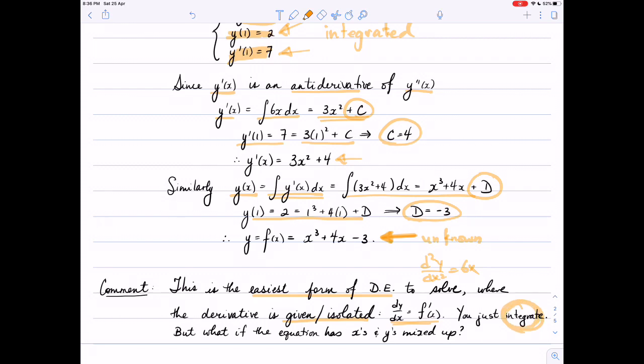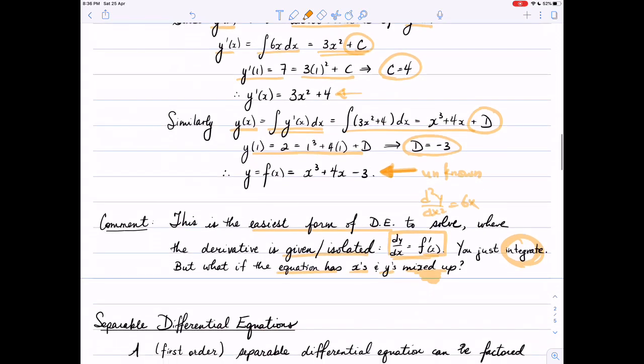Right? So that we did earlier in the semester, that is not new. What is going to be new is this. What if this form is not given? What if the equation that you're given has x's and y's mixed up? That is the new little wrinkle that we are going to add in here to solving differential equations.